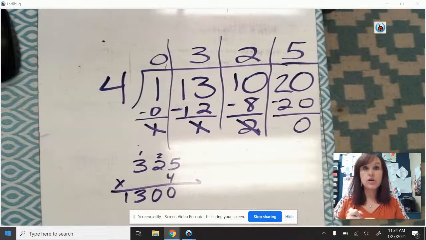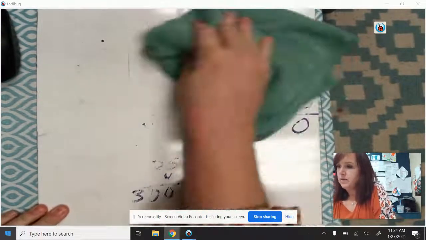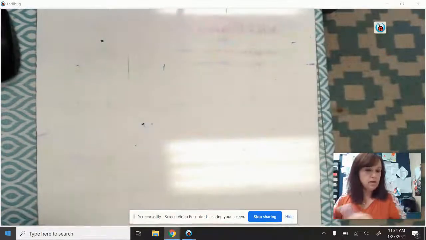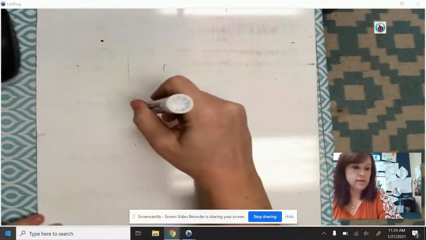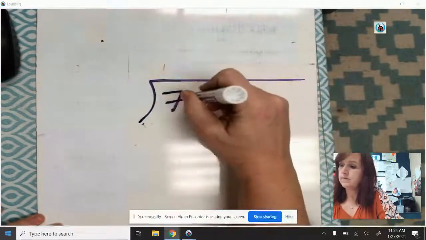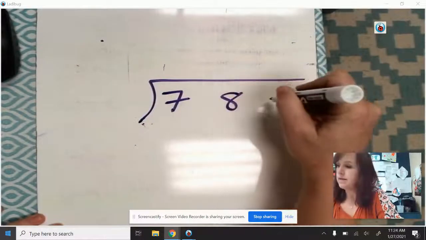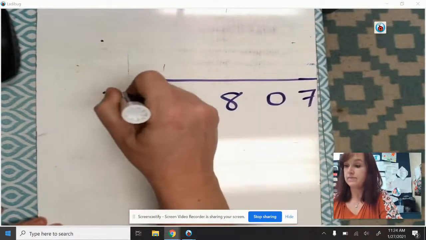All right, we're going to do one more, and it's going to be a doozy. So hold on to your horses. We're going to tackle one of these 2-digit divisors. We are going to do, and don't faint on me, 7,807 divided by 37.